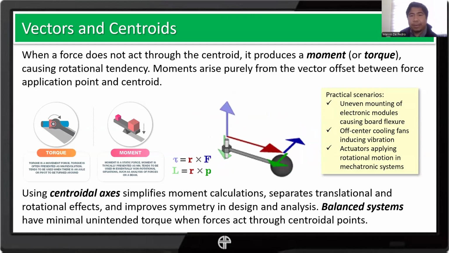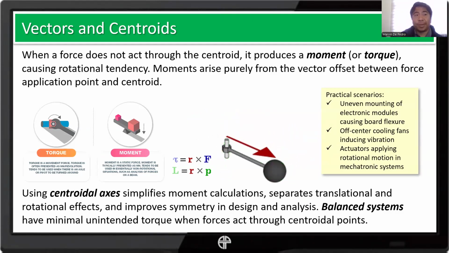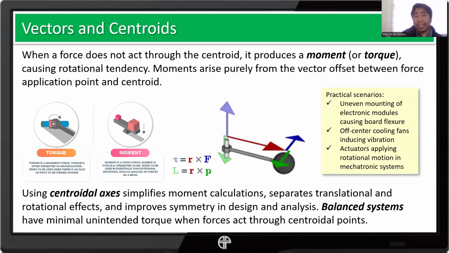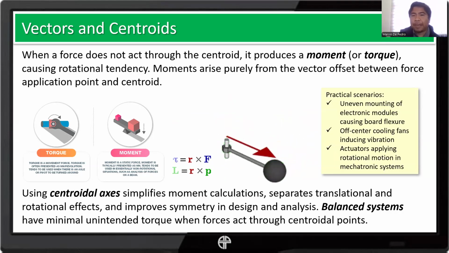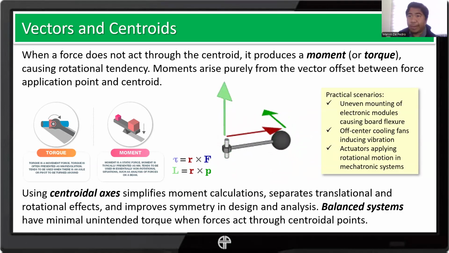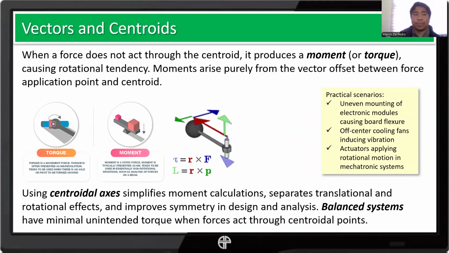So we're going to have more formal discussions on these concepts once we go to the next module. Right now we are just introducing these terms. Again, when a force does not act through the centroid, then there will be a moment, like what we have in our animation. So there will be a moment, or the tendency to have a rotational motion.